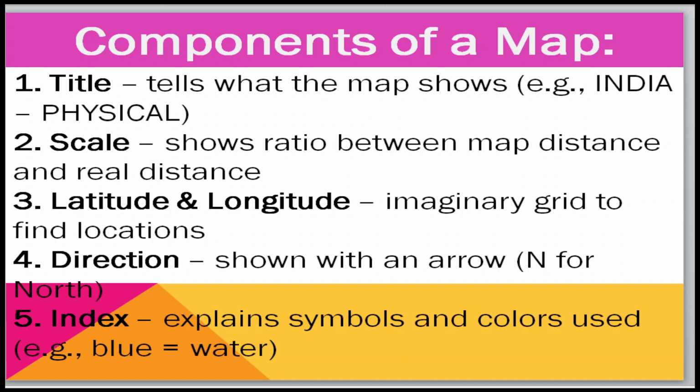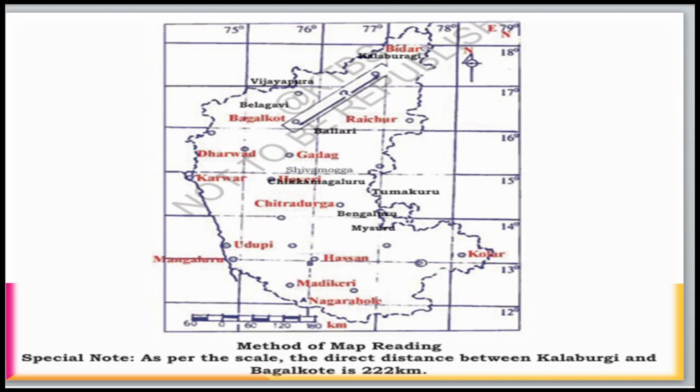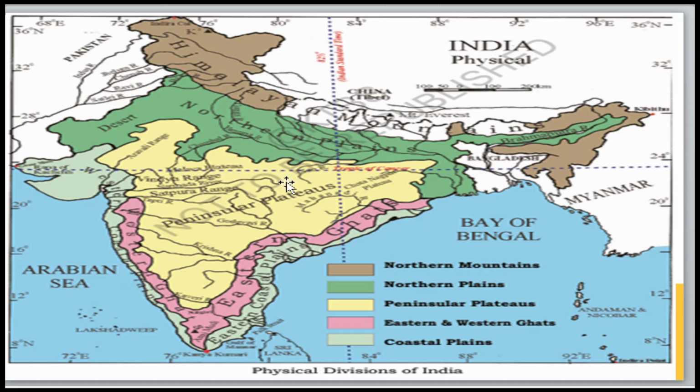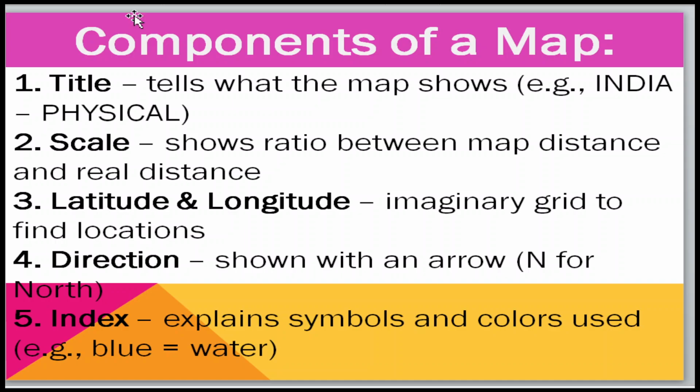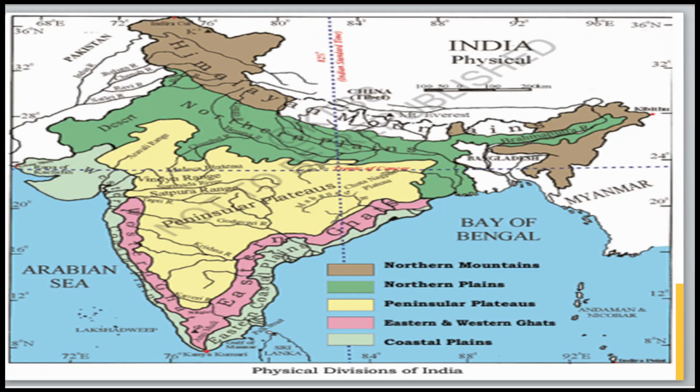Components of a map. What are the things that should be in a map? First, a title should be there for the map. For example, here you have the India physical map. Like that we need the title. It tells us what the map shows. Here it is India's physical map. Okay, physical map it is.